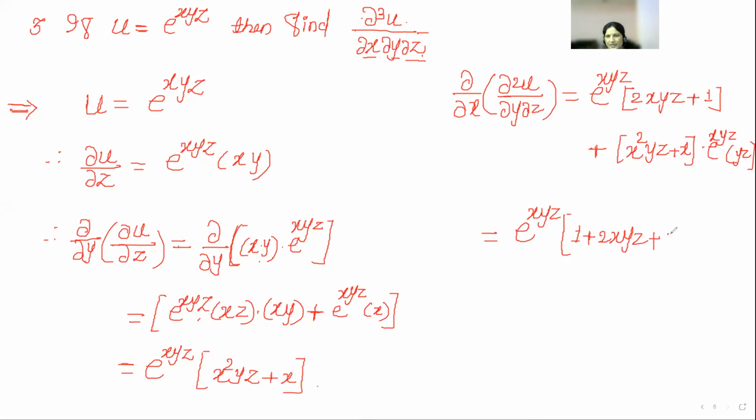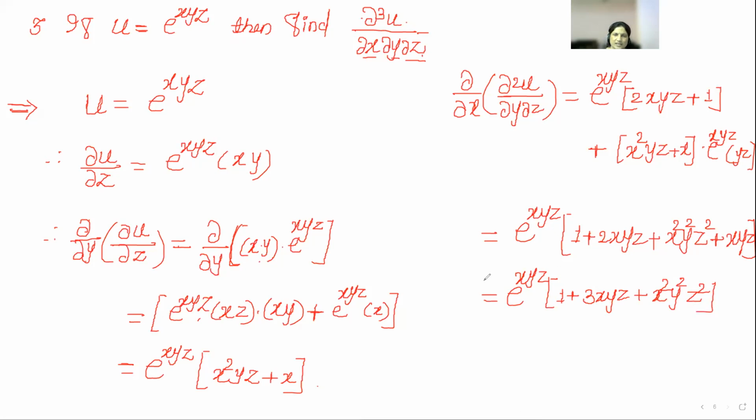So it will be x square y square z square plus xyz. Equating the same terms, e raised to xyz in bracket 1 plus 3xyz plus x square y square z square. This is the answer, that is dou cube u by dou x dou y dou z. Okay? Now next example.